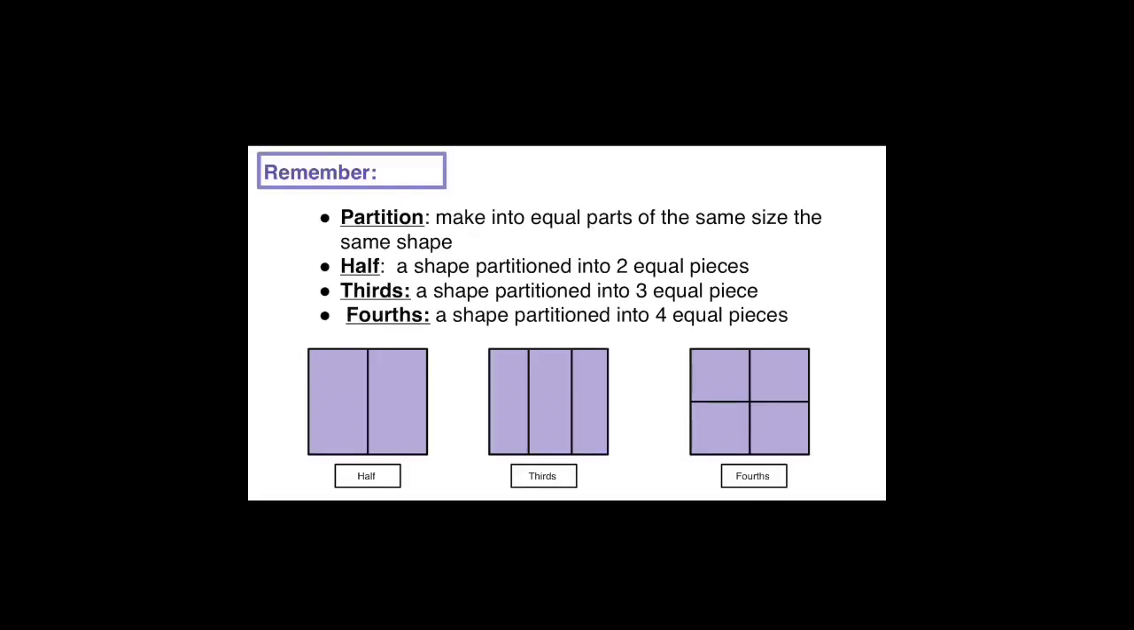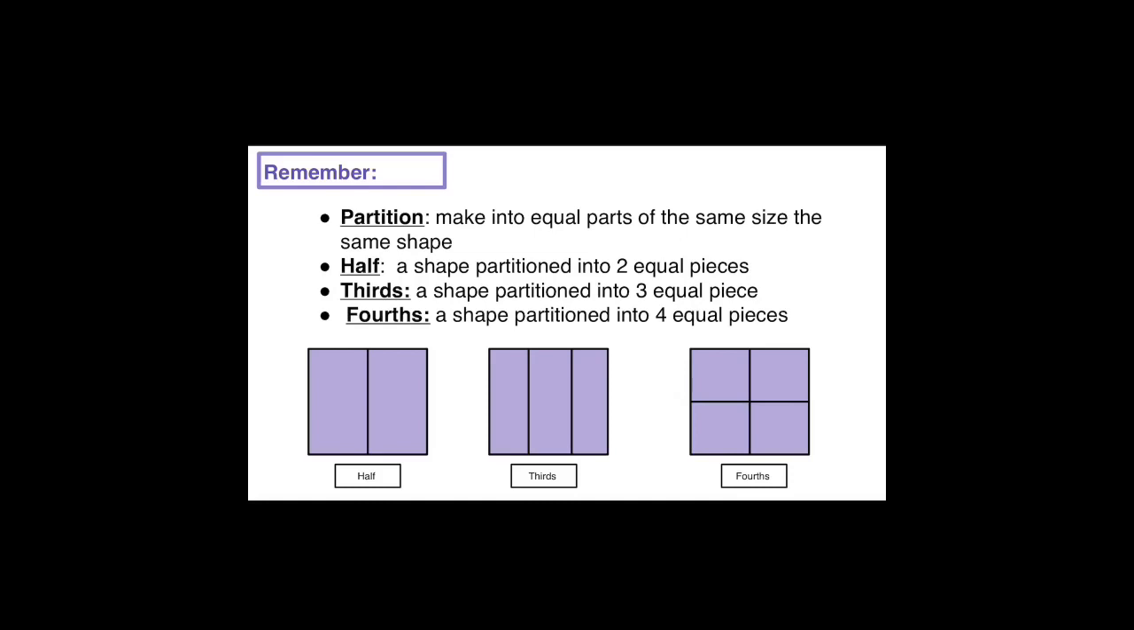So let's remember what we've talked about so far. We've talked about partitioning, which is to make into equal parts of the same size, of the same shape. A half is a shape partitioned into two equal pieces. A third is a shape partitioned into three equal pieces. And a fourth is a shape partitioned into four equal pieces.